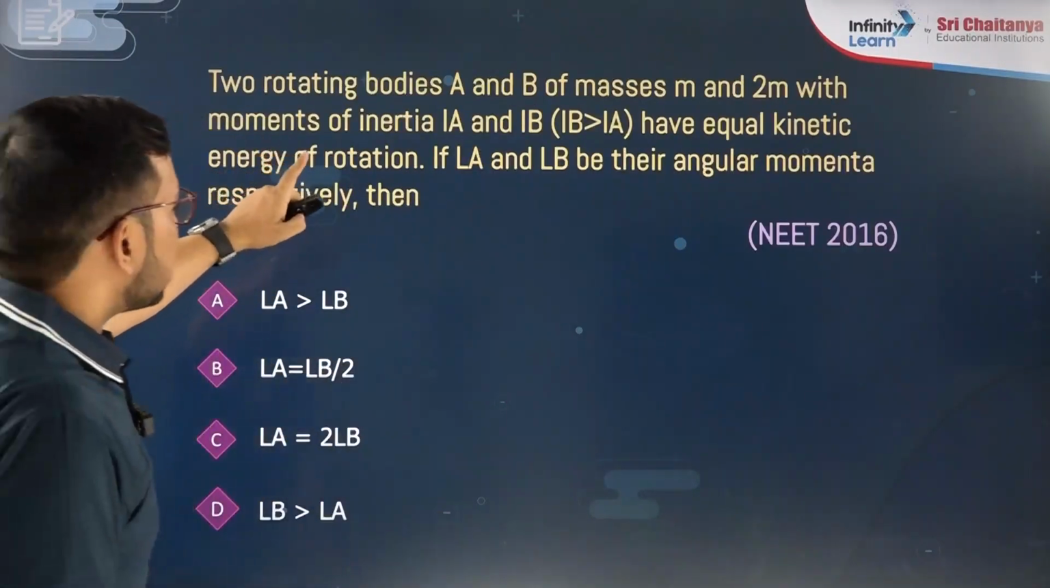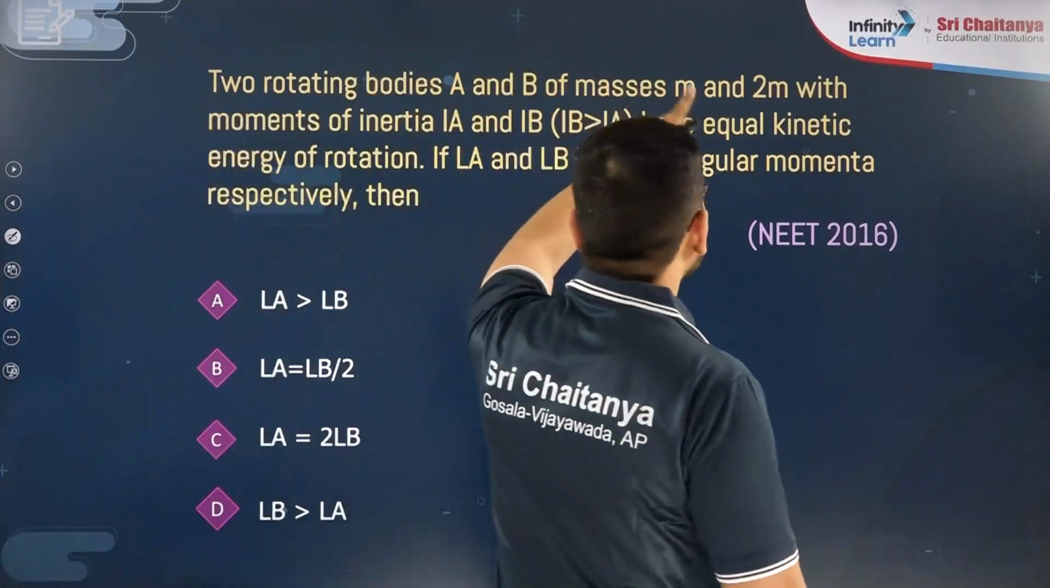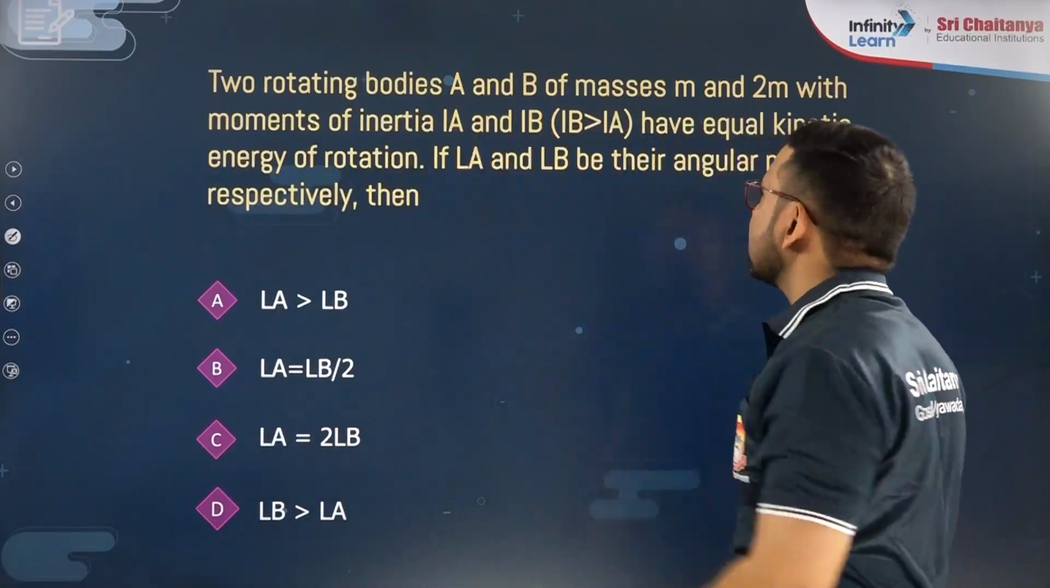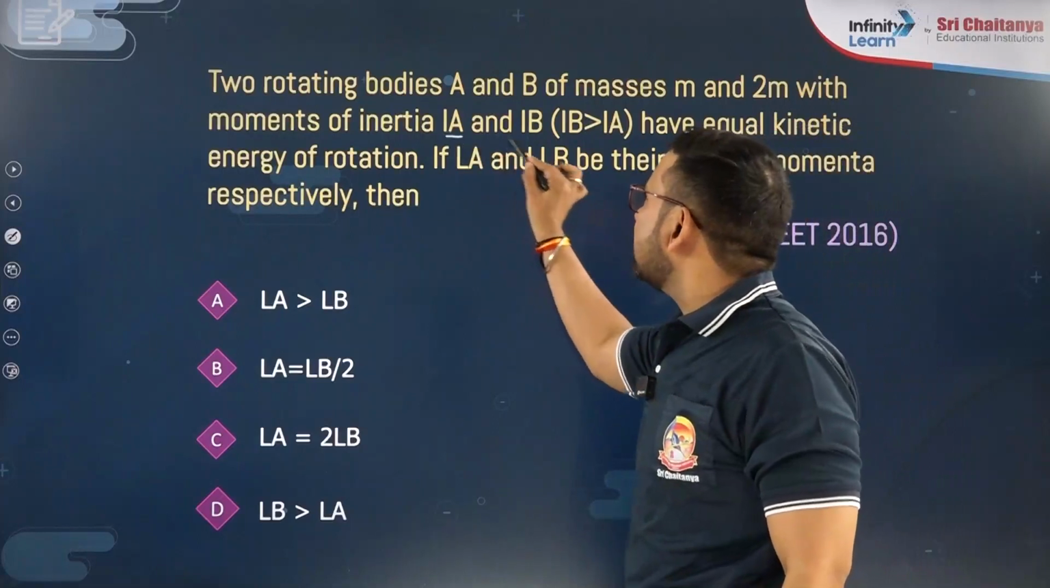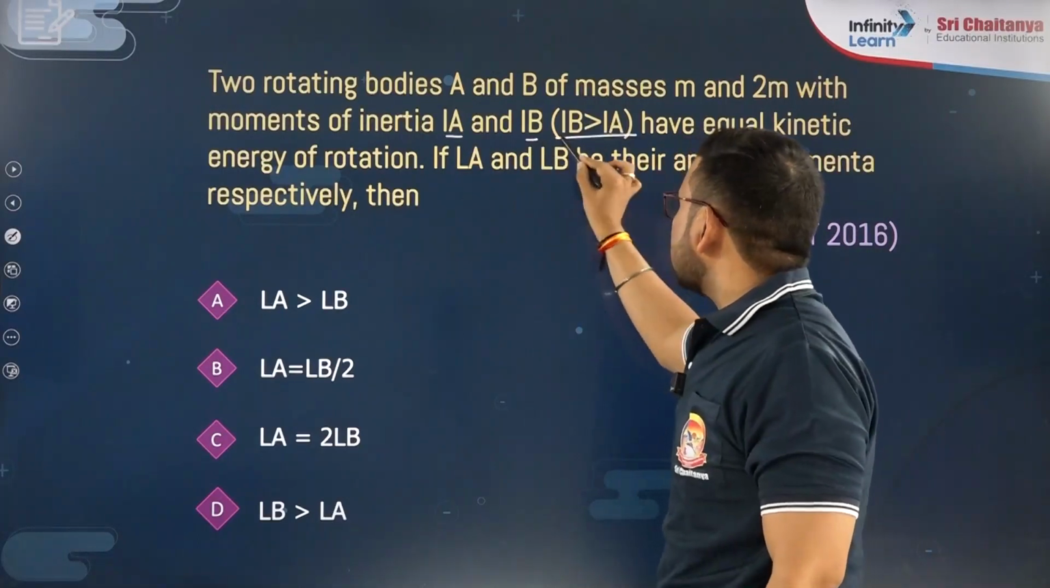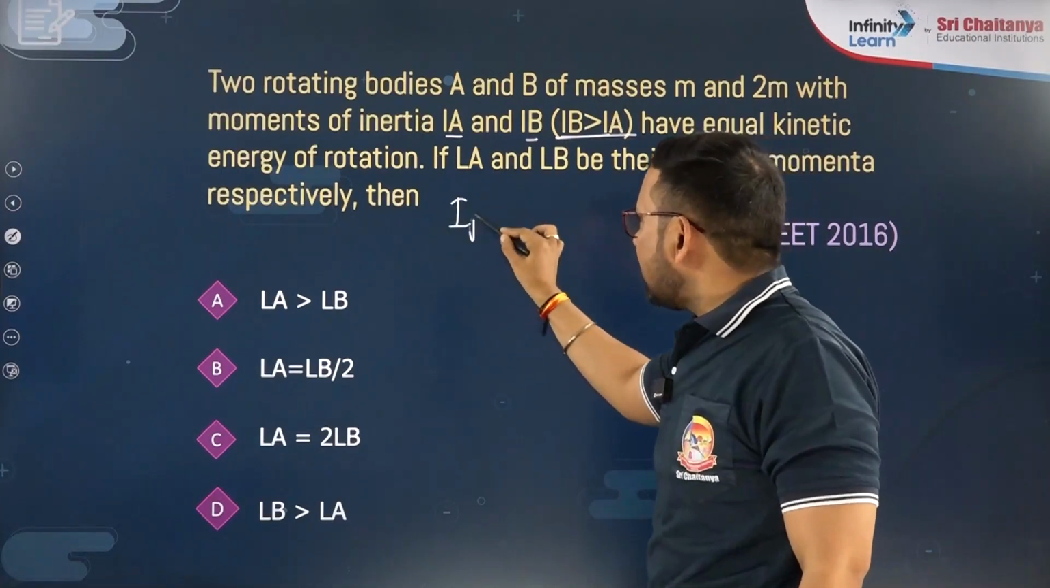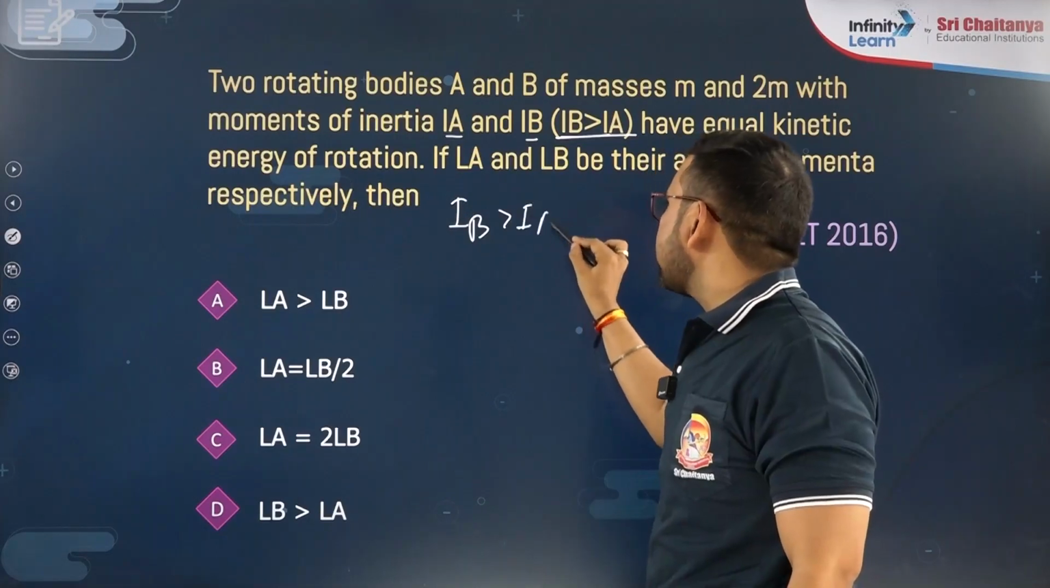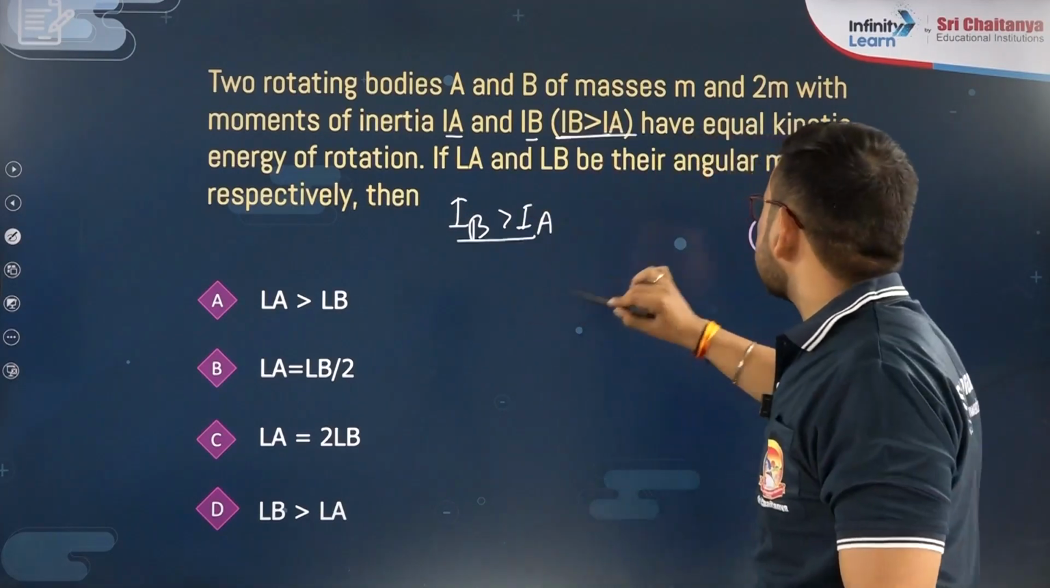Two rotating bodies, A and B, of mass m and 2m, with moments of inertia IA and IB. So the moment of inertia and their comparison is given. IB is greater than IA, and they are rotating bodies.